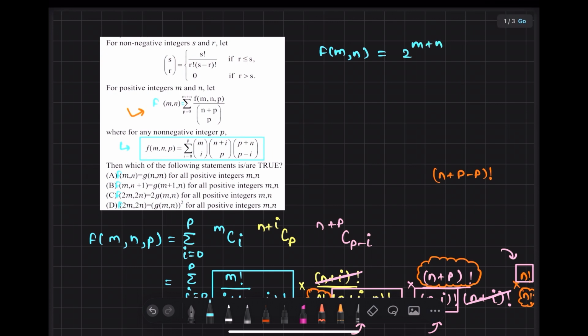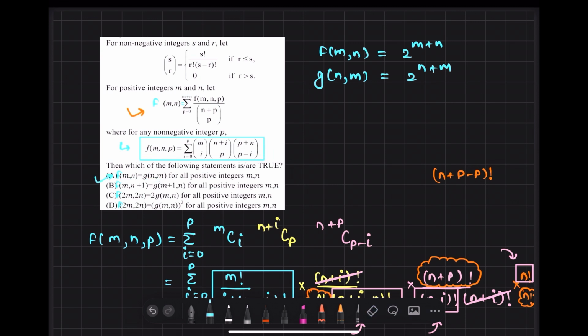Now look at this, f(m, n) is this thing. So now you have to compare with g(n, m), means in place of m you have to write n, and in place of n you have to write m, and then you have to check. So g(n, m), so it is 2^(n+m). So m + n and n + m are same thing, na. So option A is correct.